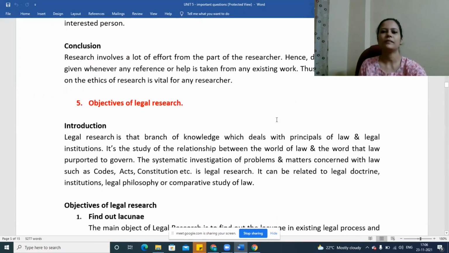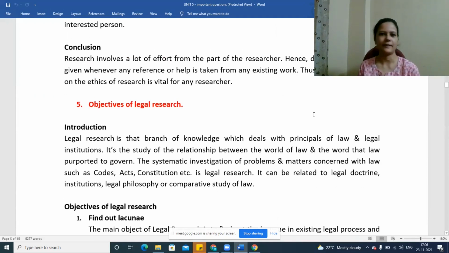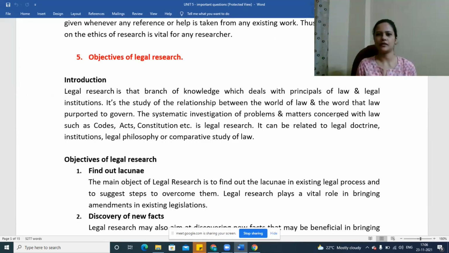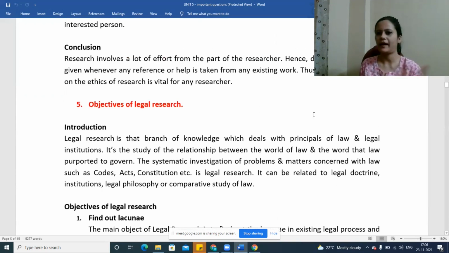Okay, so yesterday we discussed these different types of research, or legal research, we can say that we had. Now, another topic is there, which is nothing but objectives of legal research. As I told you, research is applicable in every single field that you talk about, and there will be some objectives.